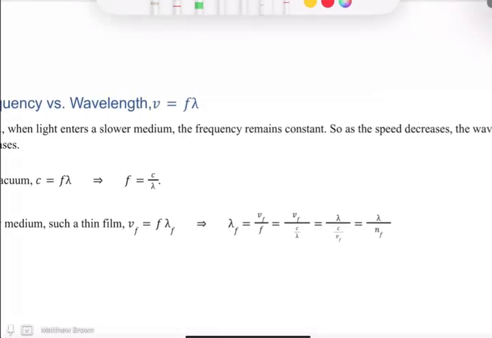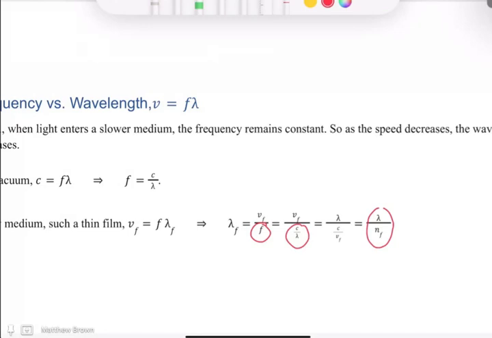And then we can rearrange that for lambda, the wavelength. But since the frequency is constant, we can actually replace that with c over lambda, because that's also equal to the frequency, and we can end up with an equation here.